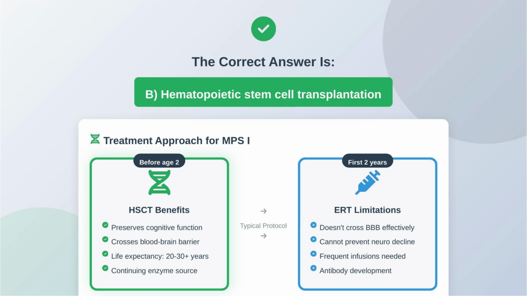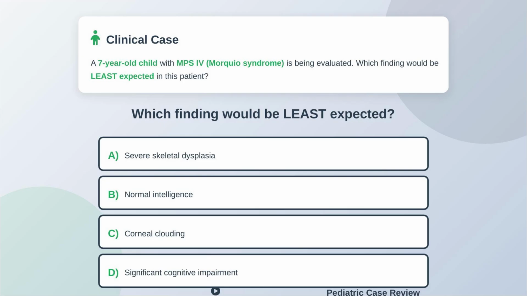Hematopoietic stem cell transplantation shows the greatest benefit when initiated before age 2 in MPS 1 patients. When performed early, HSCT can preserve cognitive function by providing enzyme-producing cells that cross the blood-brain barrier. The typical treatment approach involves enzyme replacement therapy in the first 2 years, followed by bone marrow transplantation for eligible patients with MPS 1. Unfortunately, enzyme replacement therapy alone doesn't effectively cross the blood-brain barrier to prevent neurological deterioration. Let's consider our final clinical case.